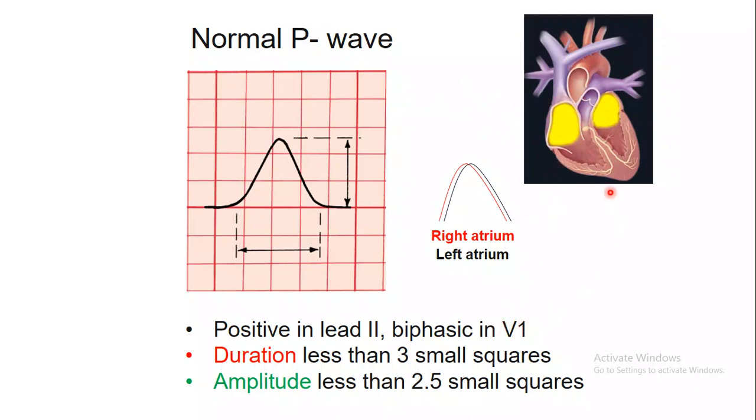In V1, which is on the middle of the chest, it is recording the right atrial and left atrial activity in a biphasic manner, as we will discuss on the next slide. So we are commenting on the duration of the wave. A normal P wave is less than 3 small squares, and the normal amplitude of the wave is less than 2.5 small squares. Prolongation of the duration or increase in the amplitude denotes atrial pathology.